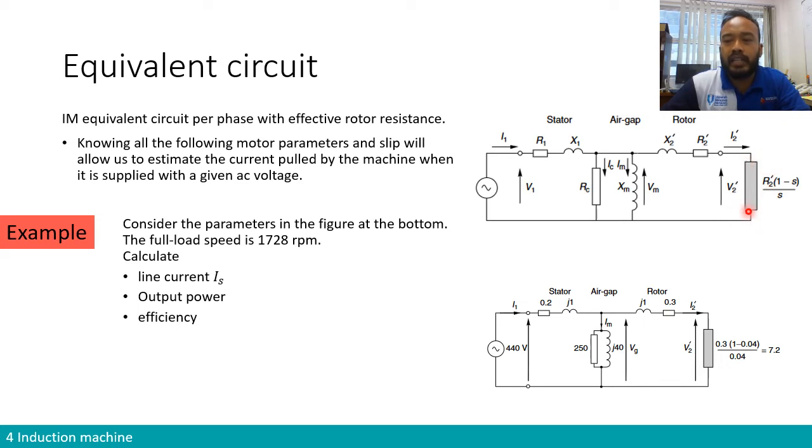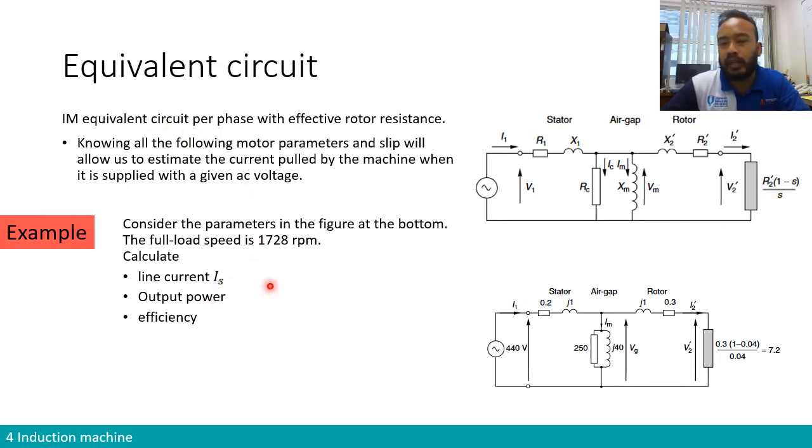So the load resistor is not an electrical resistor. It is a resistor that represents an electromechanical load. So the electromechanical load is basically in relation to the slip as well. So the equation is like this. It's a certain value of resistor multiplied by 1 minus S over S. So what are the analyses that we can do?